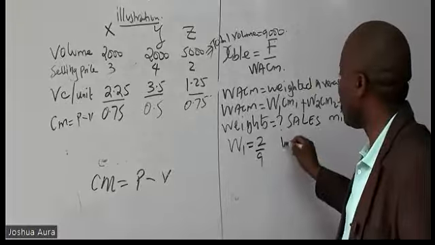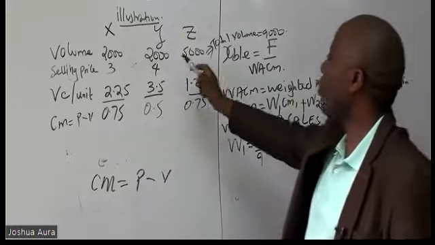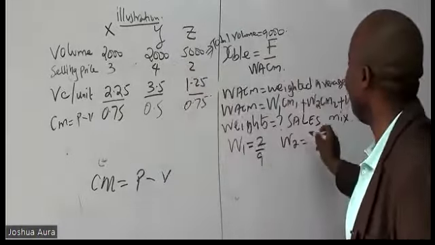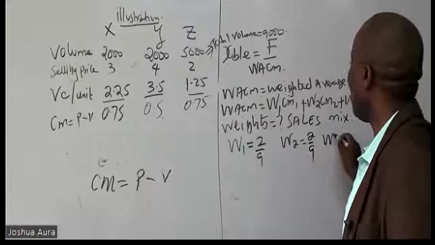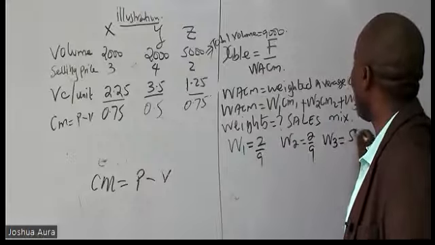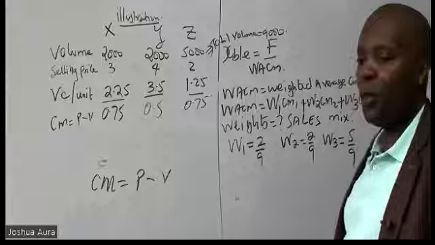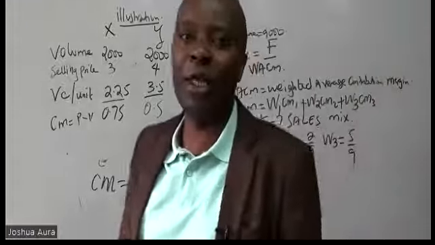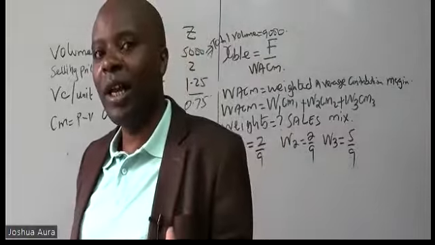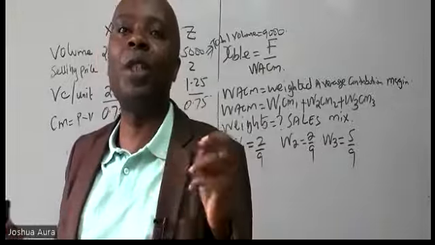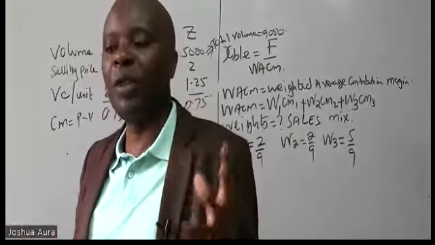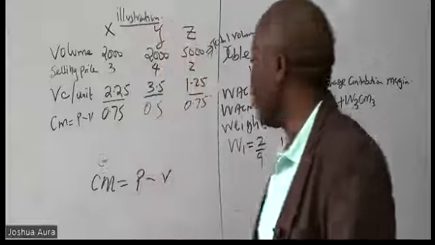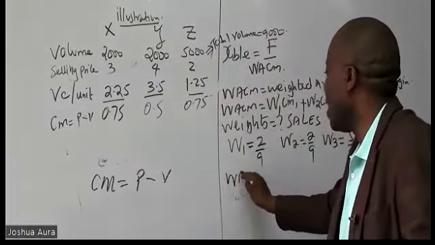And then we have weight 2. The weight for the second product again will be 2/9. Then lastly, we have the weight of the third product, which will be 5/9. Now, you guys having gotten the weights, could you kindly dribble this ball further and combine the weights with the contribution margins to give me the WACM?